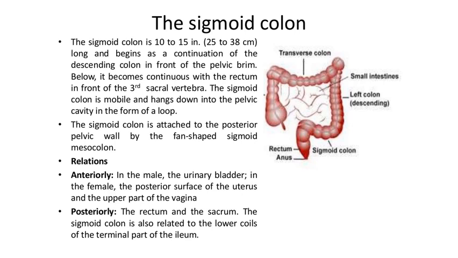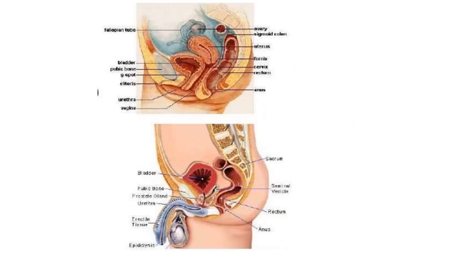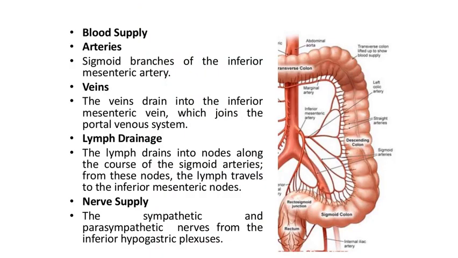The sigmoid colon is about 10 to 15 inches long and begins as a continuation of the descending colon in front of the pelvic rim. The sigmoid colon is attached to the posterior pelvic wall by a fan-shaped sigmoid mesocolon. The blood supply of the sigmoid comes from the sigmoidal branches of the inferior mesenteric artery.